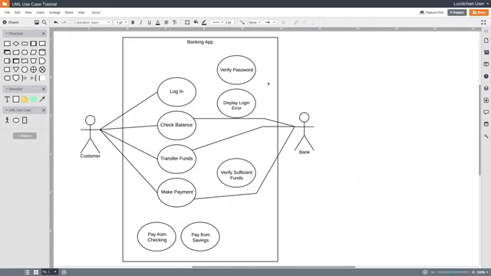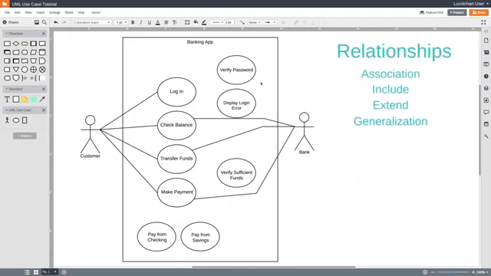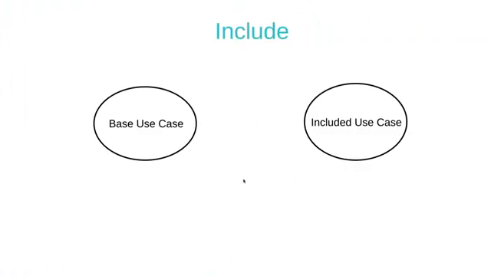Let's circle back to this verify password use case and talk about relationships again. How does verify password relate to the rest of the diagram? Neither of our actors are directly initiating this action. It's just immediately going to happen within our banking app every time there's an attempt to log in. This is an include relationship. An include relationship shows dependency between a base use case and an included use case. Every time the base use case is executed, the included use case is executed as well. Another way to think of it is that the base use case requires an included use case in order to be complete.